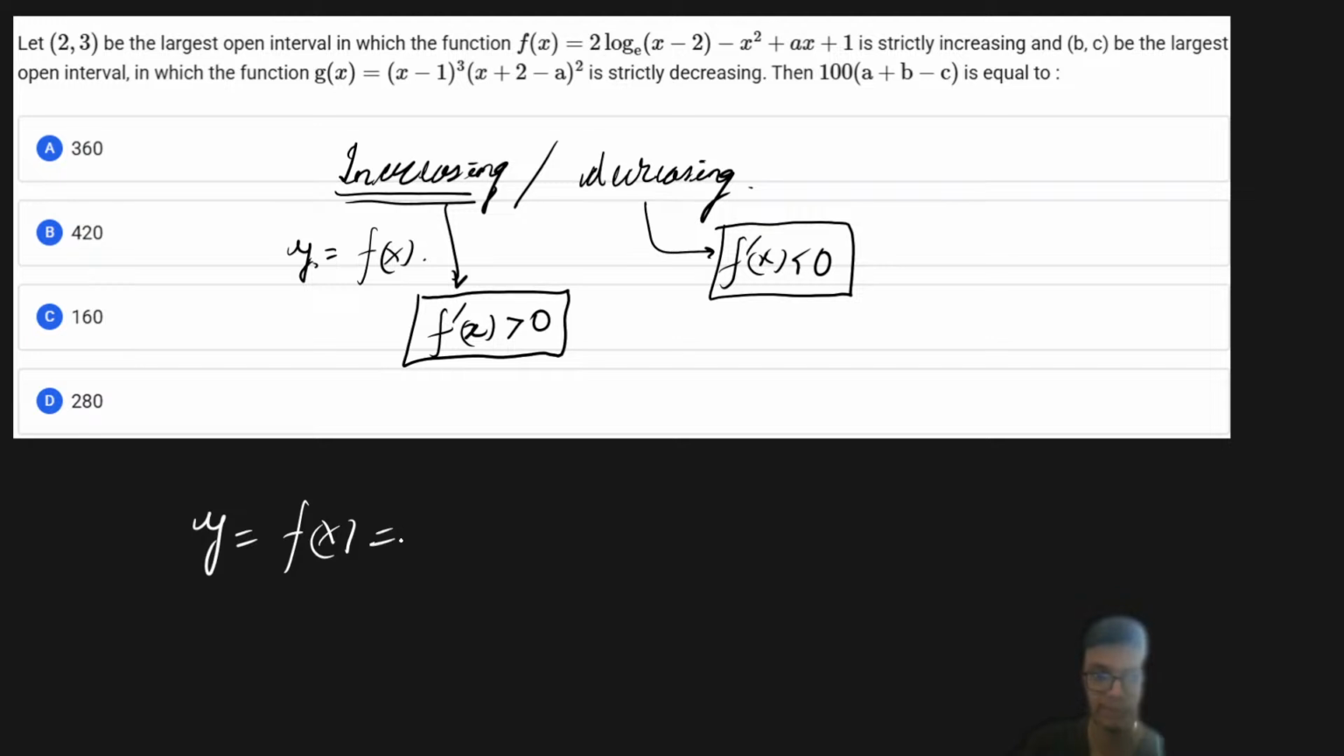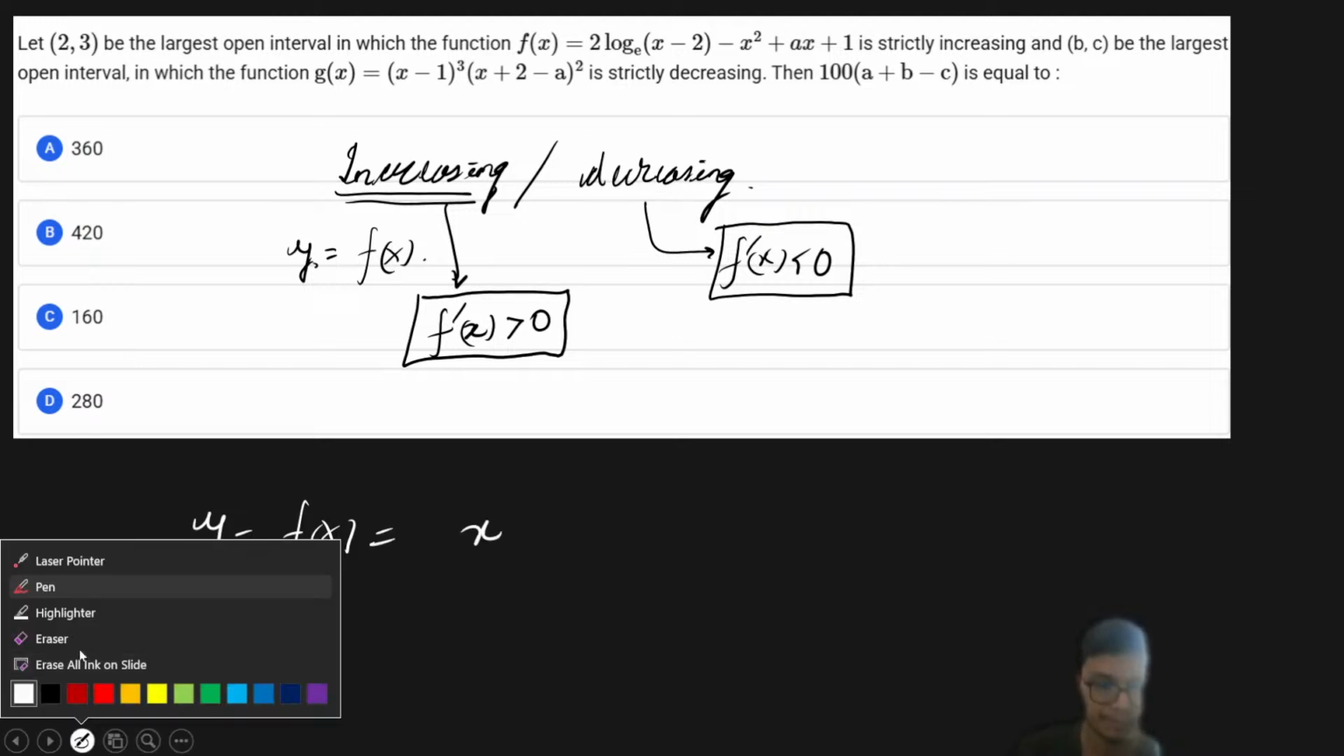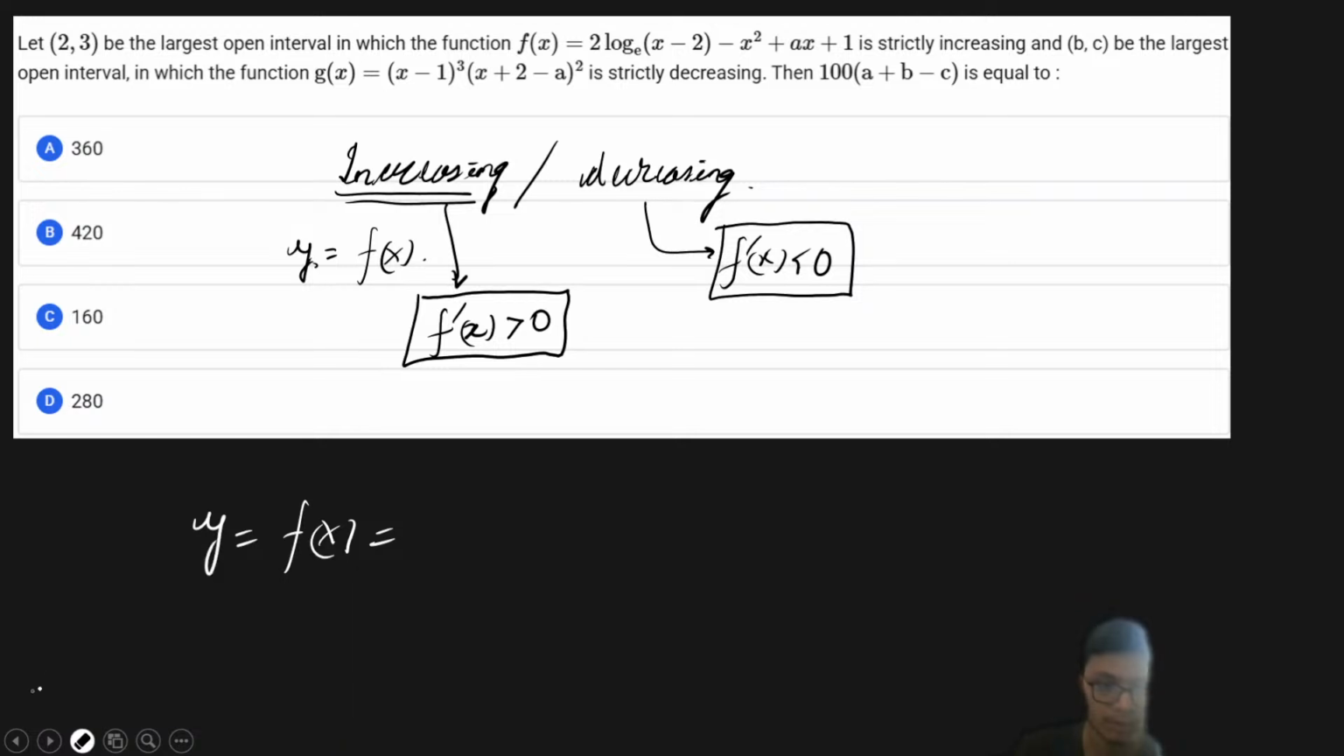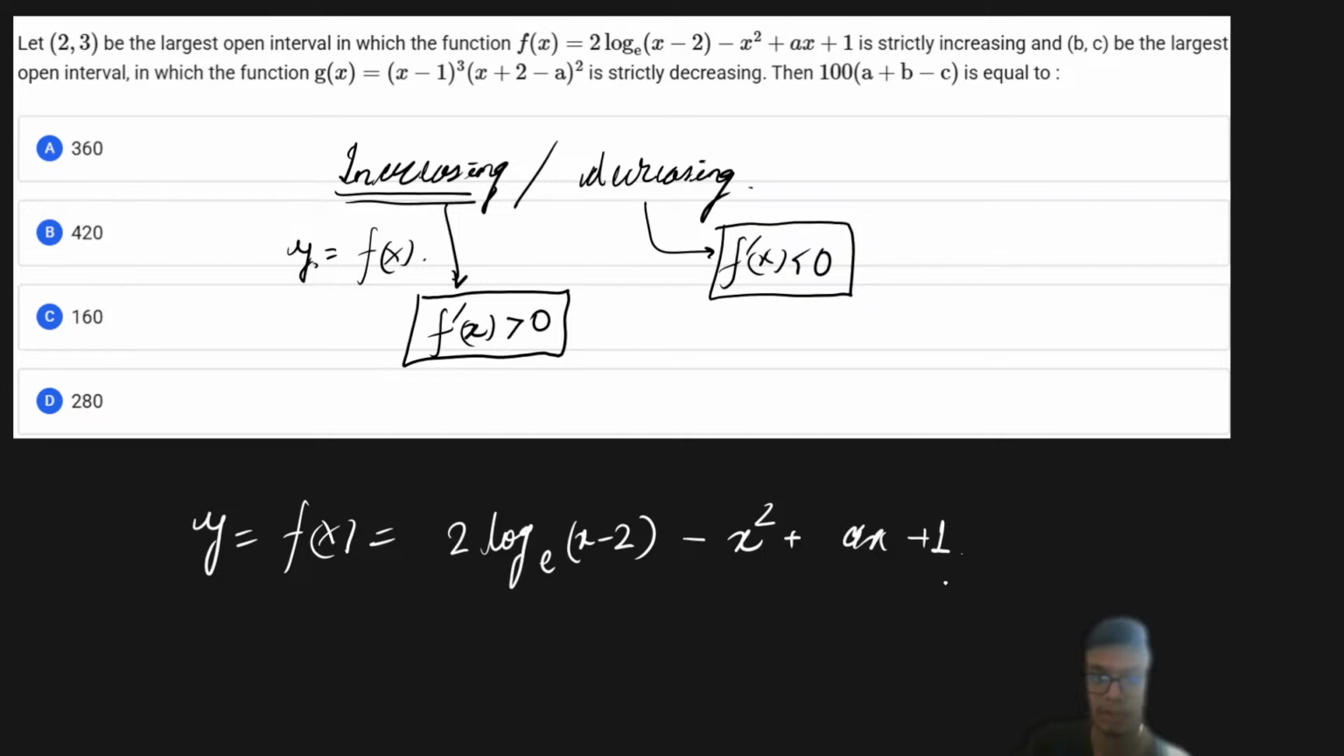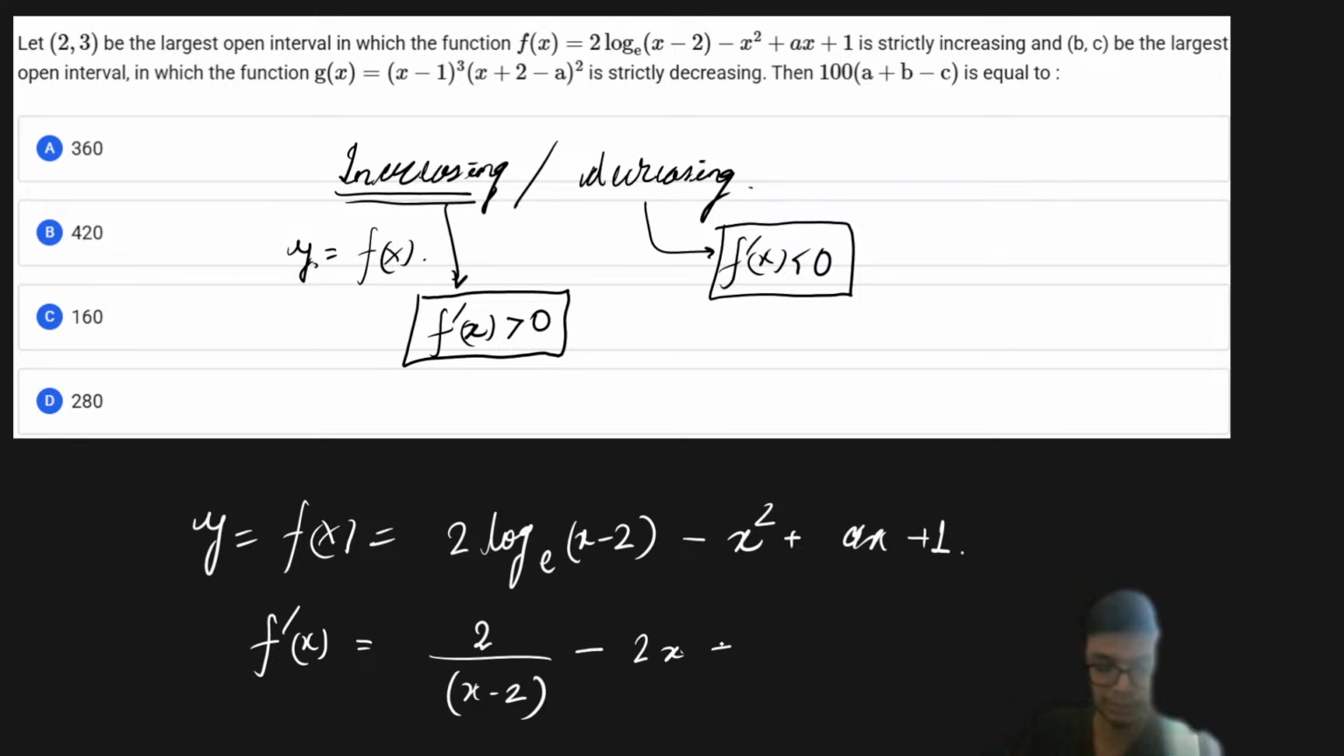So y is equal to f of x. F of x is given as 2 times natural log of x minus 2, minus x squared plus a times x plus 1. If we differentiate it once, we get 2 by x minus 2, minus 2x plus a. Now, if it is strictly increasing, it should be greater than 0.